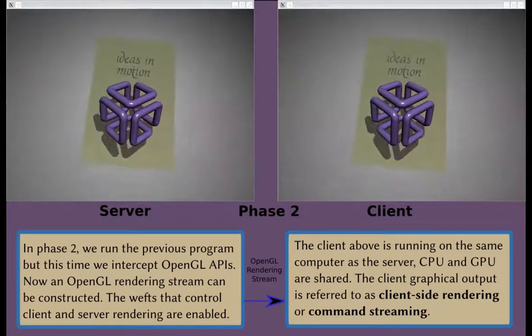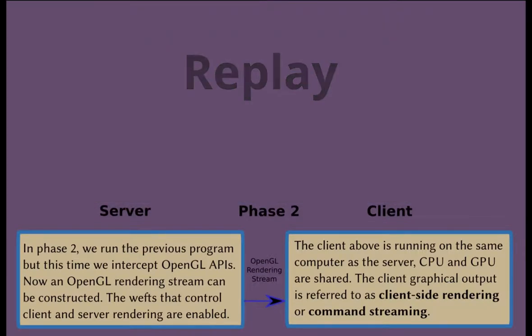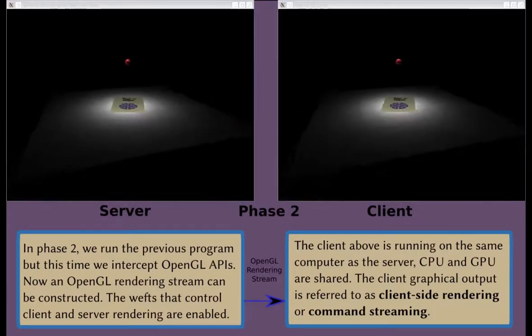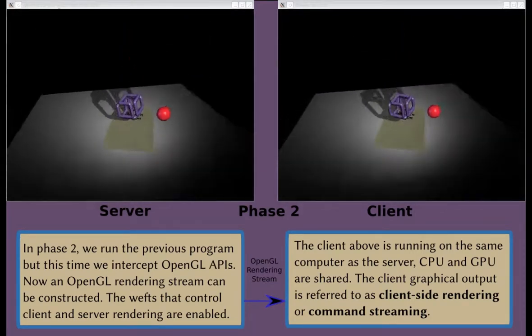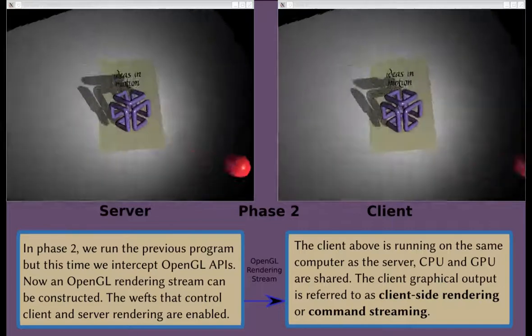The client you see above is running on the same computer as the server. The CPU and GPU are shared. The graphical output of the client is referred to as client-side rendering or command streaming.